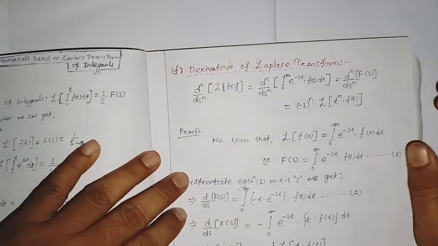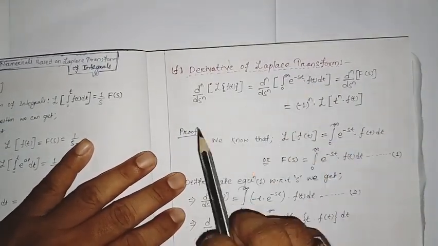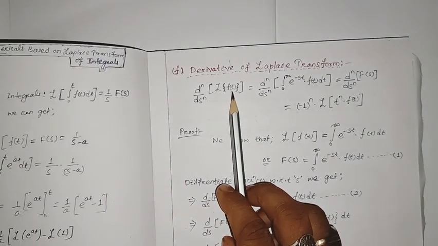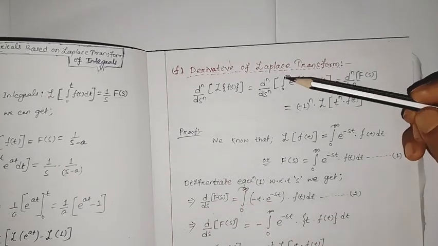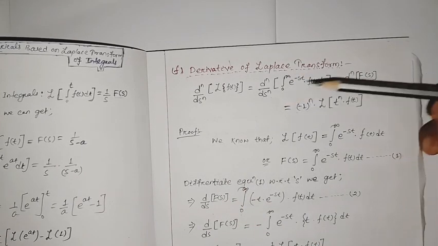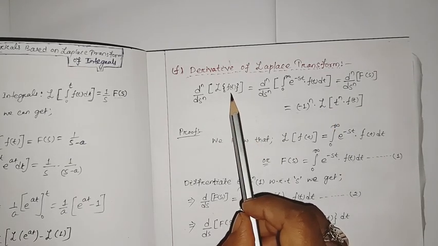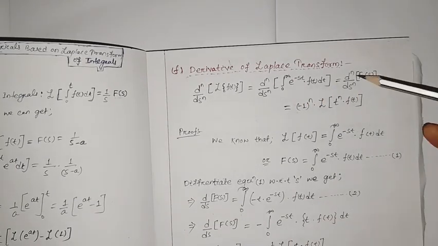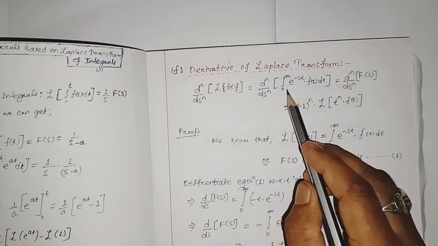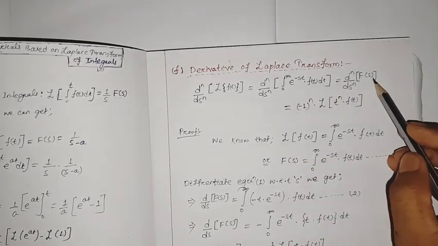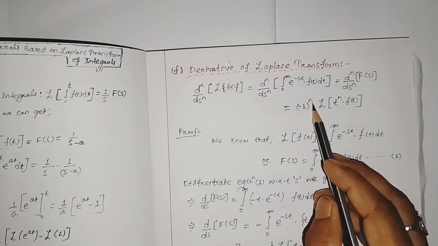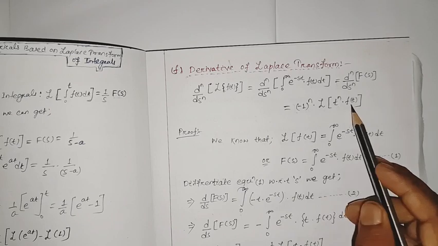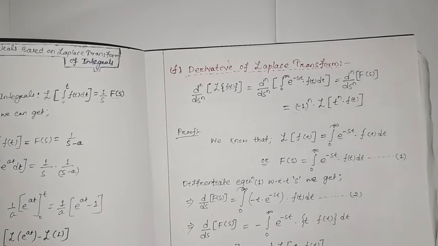So let's start. According to this property, the nth derivative of the Laplace transform of a function f of t is equal to the nth derivative with respect to s. Here the Laplace transform of f of t is written as integral from 0 to infinity of e to the power minus st into f of t dt. The nth derivative of this, capital F of s, will be equal to minus 1 to the power n into the Laplace transform of t to the power n into f of t. Okay, so here it is.